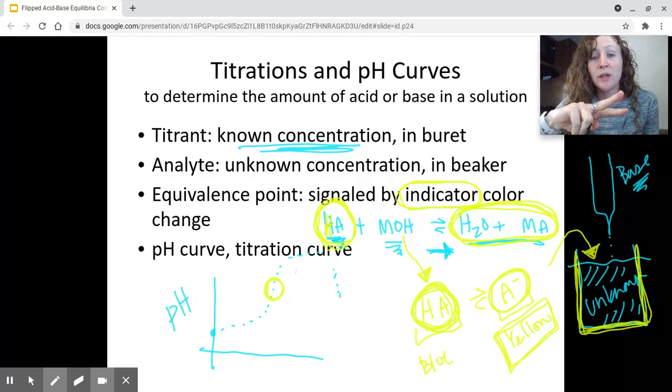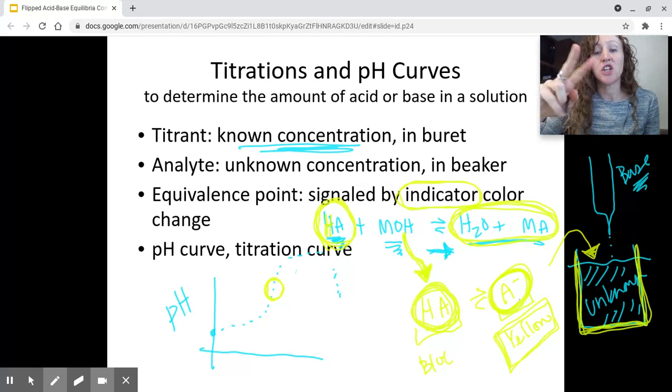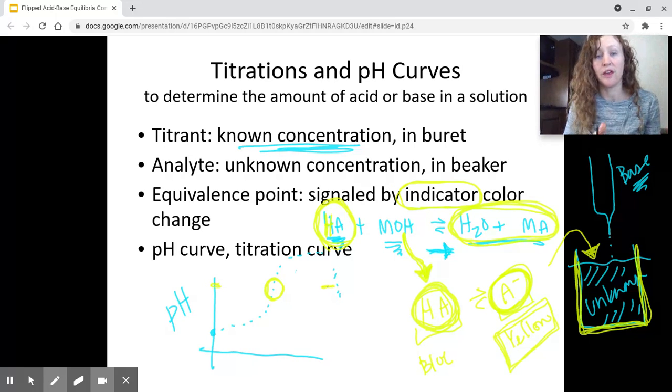And there's no more weak acid left. The base then neutralizes our indicator. Our indicator is now in a different form and a different color, and a color change happens. That color change indicates to us where we have neutralized all the acid.